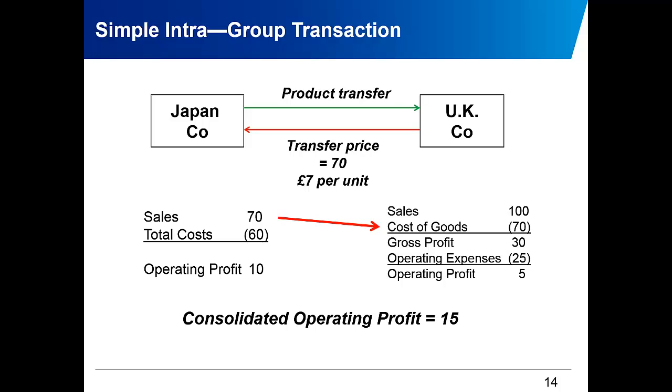The two companies have a total consolidated operating profit of 15, and this transfer price is going to be important as to where those 15 pounds of profit are earned.